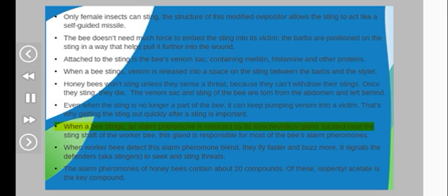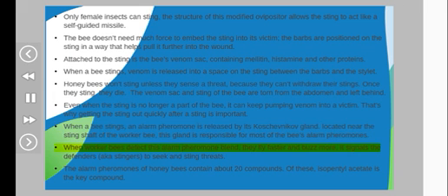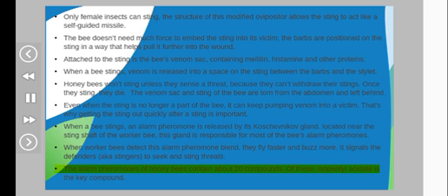When a bee stings, an alarm pheromone is released by its Koshevnikov gland. Located near the sting shaft of the worker bee, this gland is responsible for most of the bee's alarm pheromones. When worker bees detect this alarm pheromone blend, they fly faster and buzz more. It signals the defenders, aka stingers, to seek and sting threats. The alarm pheromones of honeybees contain about 20 compounds. Of these, isopentyl acetate is the key compound.